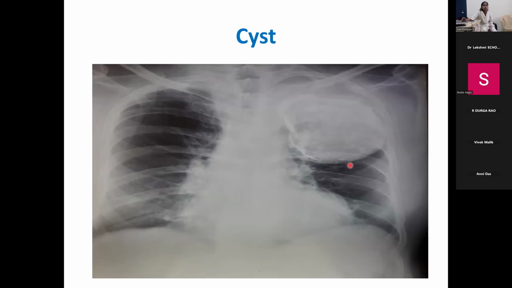Okay, so now this is not a consolidation. Why? Because there is no air bronchogram. Can you see an air bronchogram? No. And why is it not a mass? Because see the outline. So well delineated. It is so smooth appearing. Inside also it is very homogeneous. This is the main finding. It is so smooth and well defined. So this is nothing but a cyst.